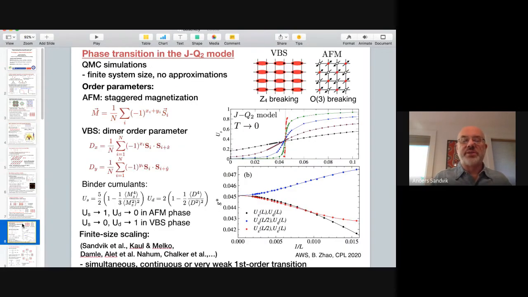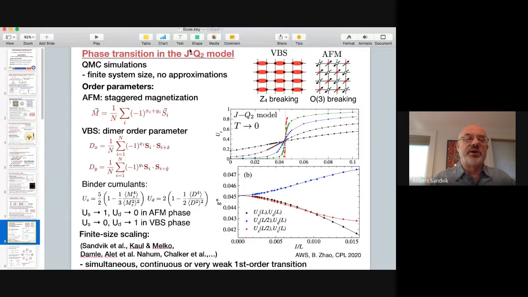Okay, so let me just quickly say something about the phase transition that we find in this JQ2 model. Again, I'm not discussing the technicalities of how we do simulations, but I just want to stress that we do finite lattices. There's no approximation beyond the statistical errors of the simulation.